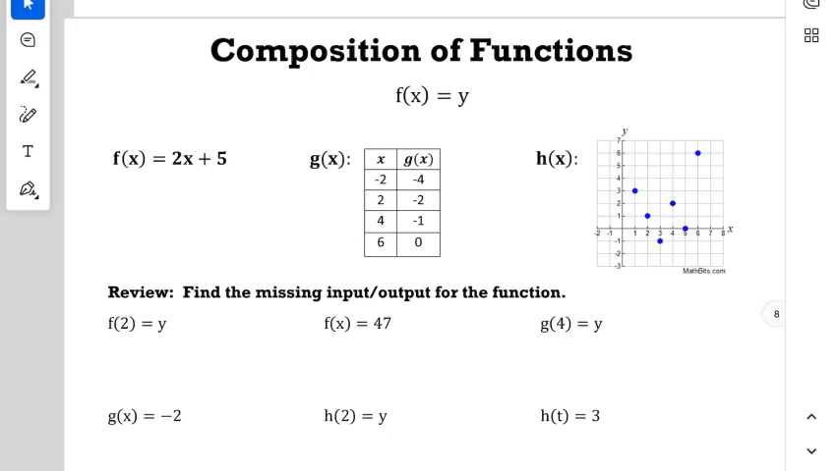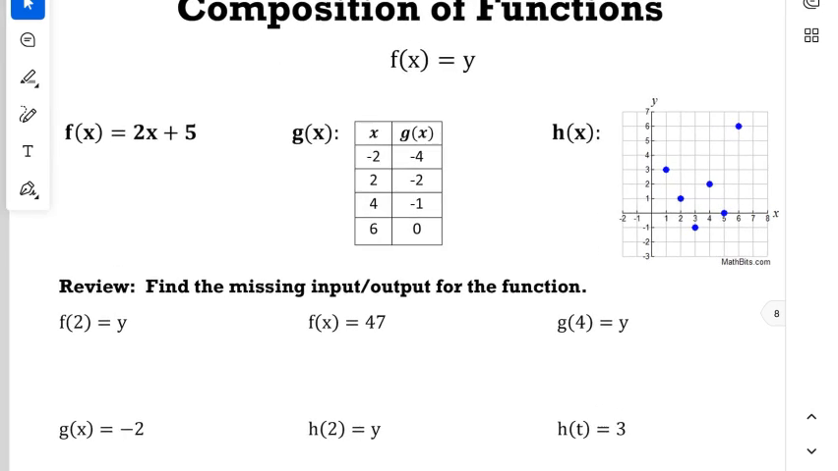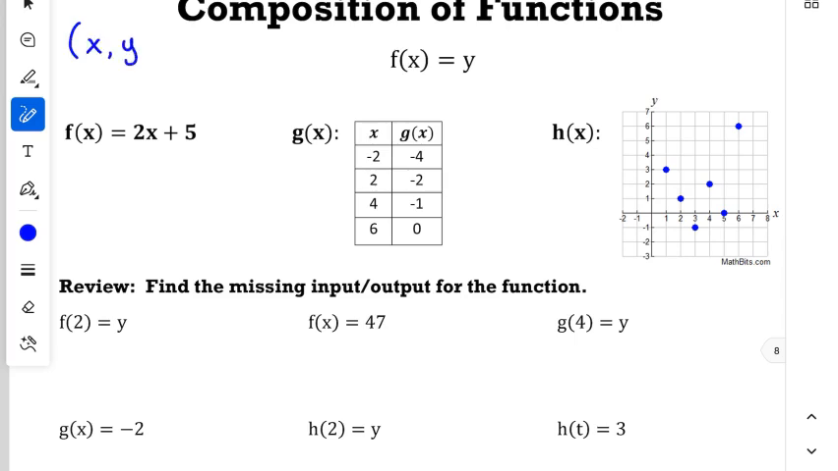The composition of functions, we are going to start with a little review. So up top, we have f of x equals y. So when we have a function or relationship, we have x and y. And y is the same thing as f of x. So we can write this as x, f of x.